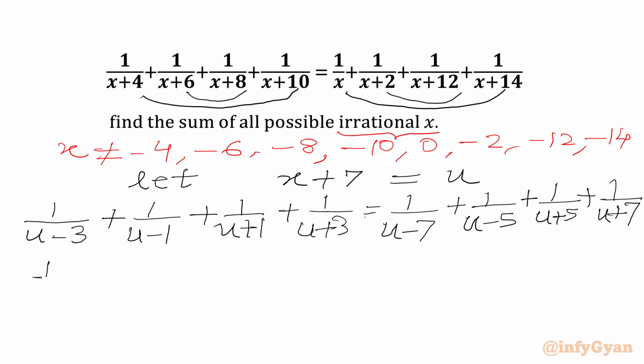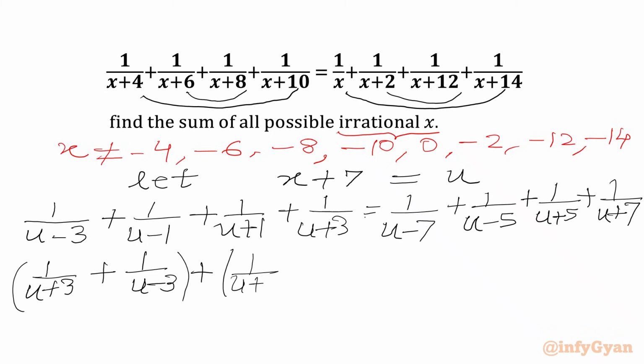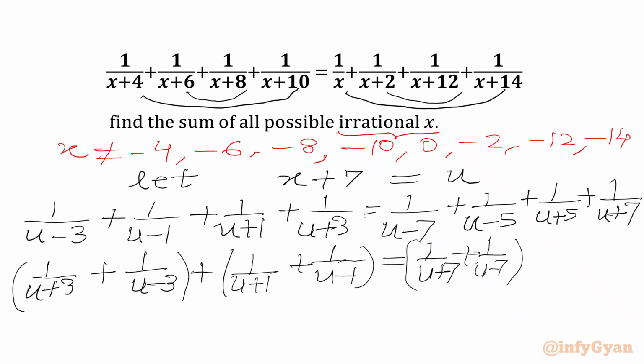Now we can rewrite our equation: 1 over u plus 3 plus 1 over u minus 3 plus 1 over u plus 1 plus 1 over u minus 1 in the left hand side, and in the RHS 1 over u plus 7 plus 1 over u minus 7 plus 1 over u plus 5 plus 1 over u minus 5.